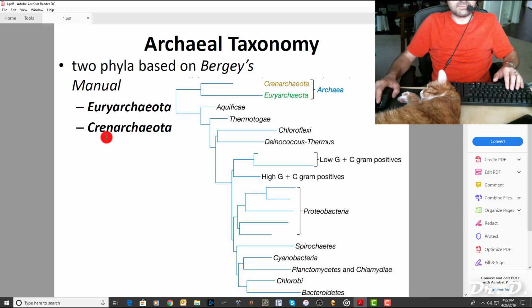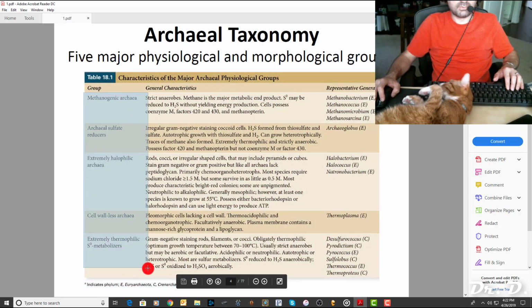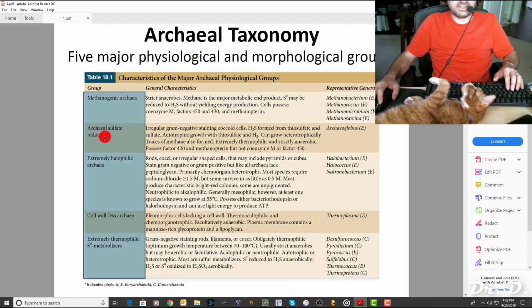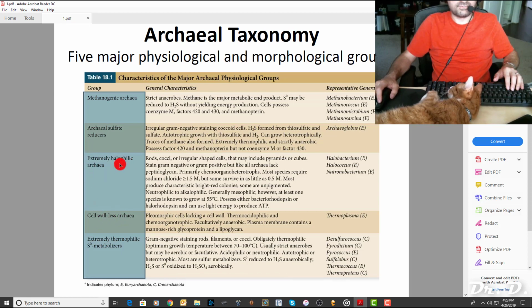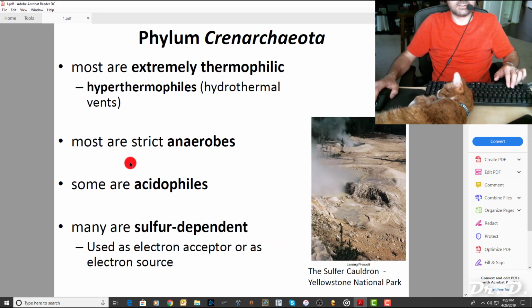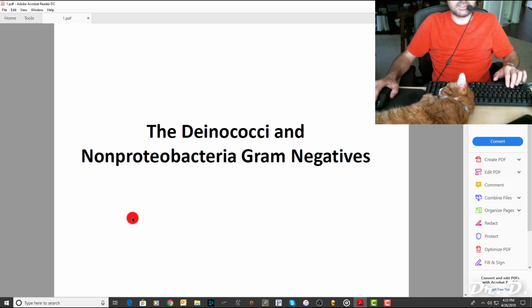The main difference is, if you look at this table, the Crenarchaeota are quite limited. They are the extremely thermophilic sulfur metabolizers. However, the Euryarchaeota are quite a bit more diverse. They can be sulfur metabolizers, they can have cell walls, they can be cell wall-less, they could be extremely halophilic, they could be sulfur reducers, they could be methanogenic, so just be aware of that. The Euryarchaeota are quite a bit more diverse than the Crenarchaeota.